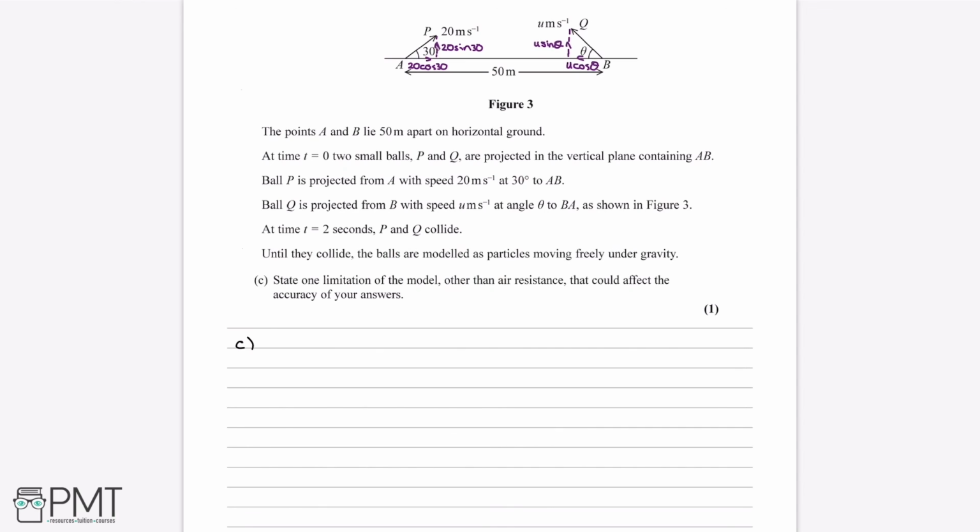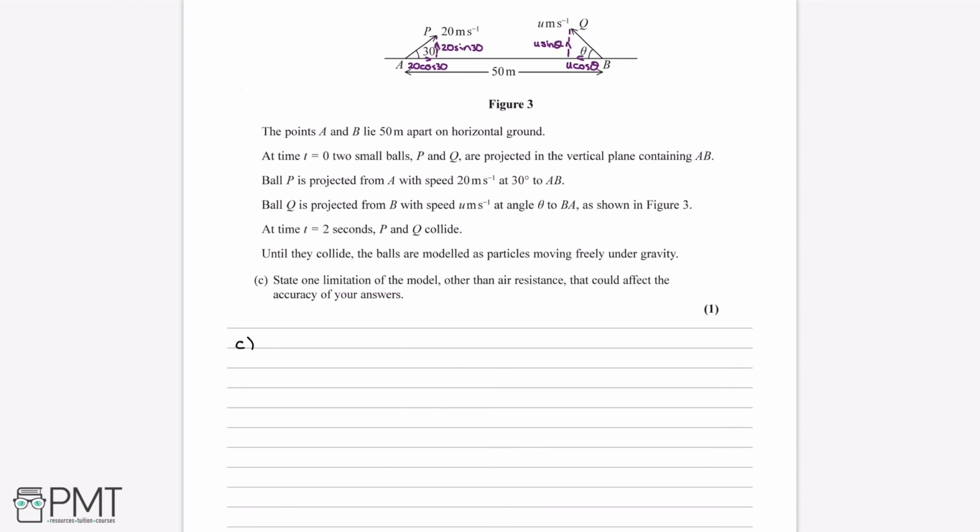For example, that it doesn't take account of the fact that they aren't particles. So in the question, we were told to model the balls as particles, but in reality, they aren't. This is just an assumption we make that allows calculations to be done a lot easier, so we have less things to take into account. So that's one limitation we have.